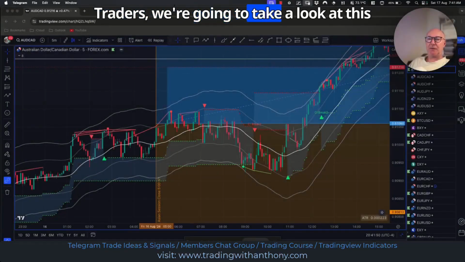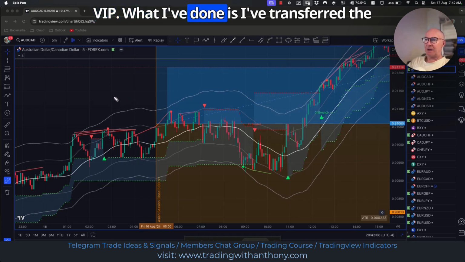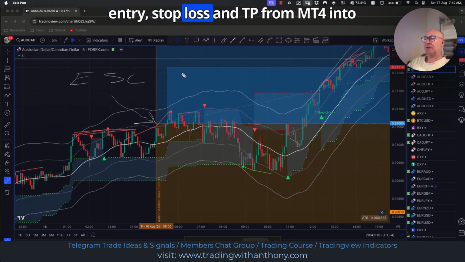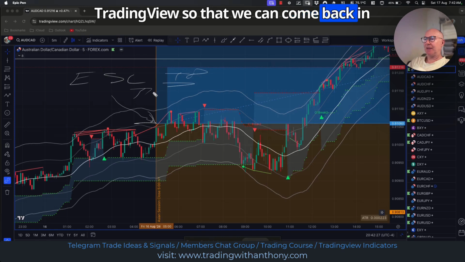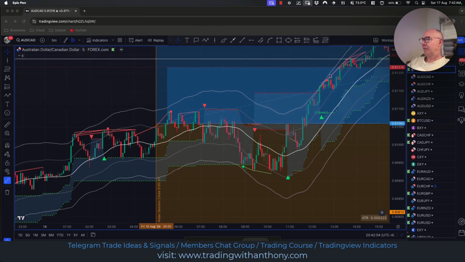Traders, we're going to take a look at this previous week's trade ideas sent to VIP. What I've done is I've transferred the entry, stop loss and TP from MT4 into Tradingview so that we can come back in here and go over the trades. Starting from the top down here, Aussie CAD, we just run from the list top to bottom.